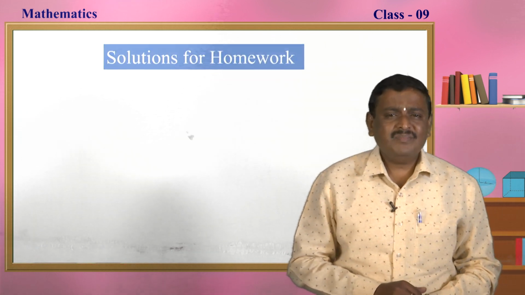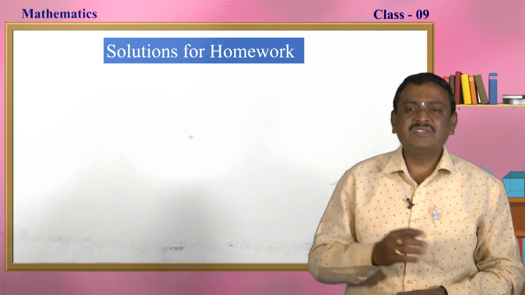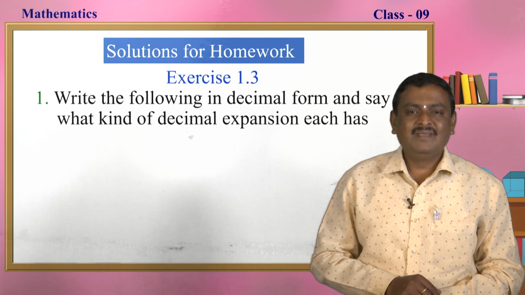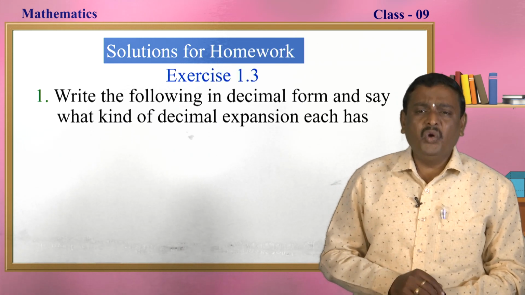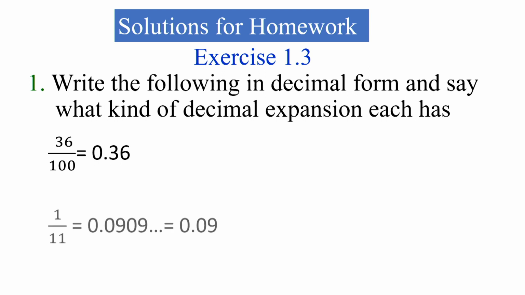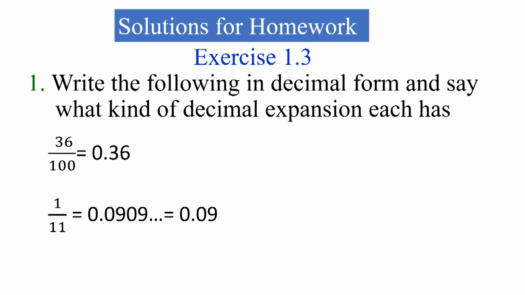My dear students, in the previous class I gave some homework. I think you have done it. Please compare your answer. Exercise 1.3: write the following in decimal form and say what kind of decimal expansion each has. The first one is 36 by 100. We can write it in decimal form as 0.36. 1 by 11 is 0.0909. The first one is terminating.